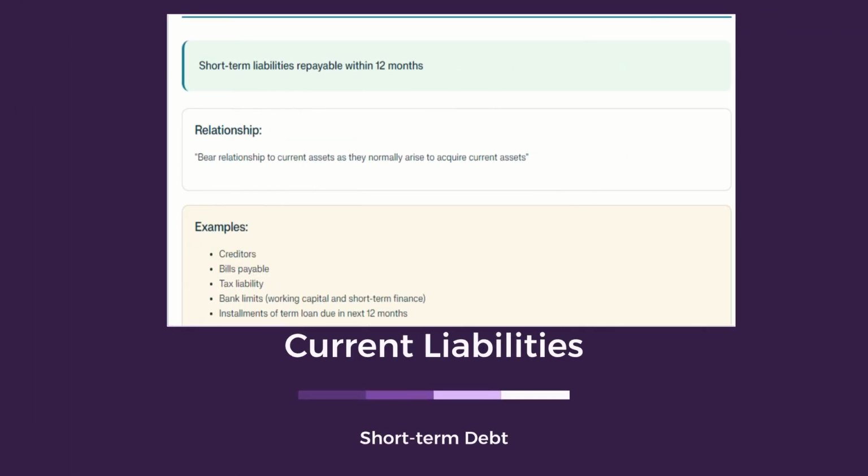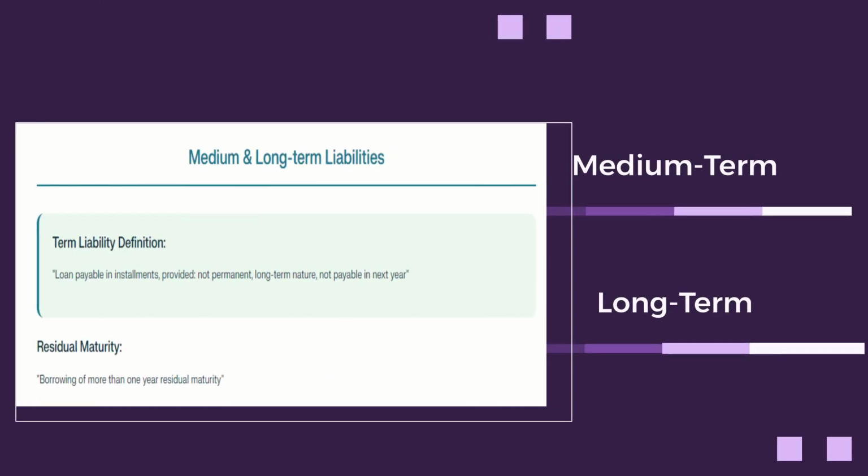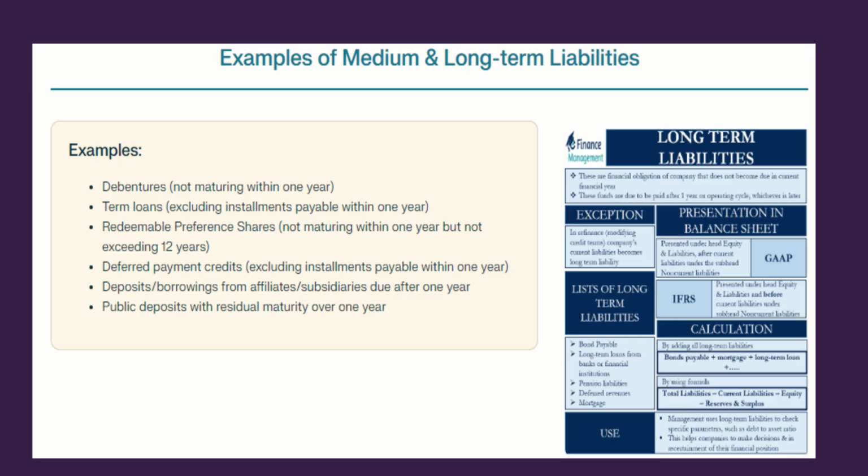Moving to liabilities. Current liabilities are obligations due within 1 year. These are crucial for understanding a company's short-term financial obligations. Medium and long-term liabilities are debts and obligations due beyond 1 year, such as bank loans, bonds, and deferred tax liabilities. They reflect a company's long-term financing strategy. Here are some examples of medium-term liabilities.